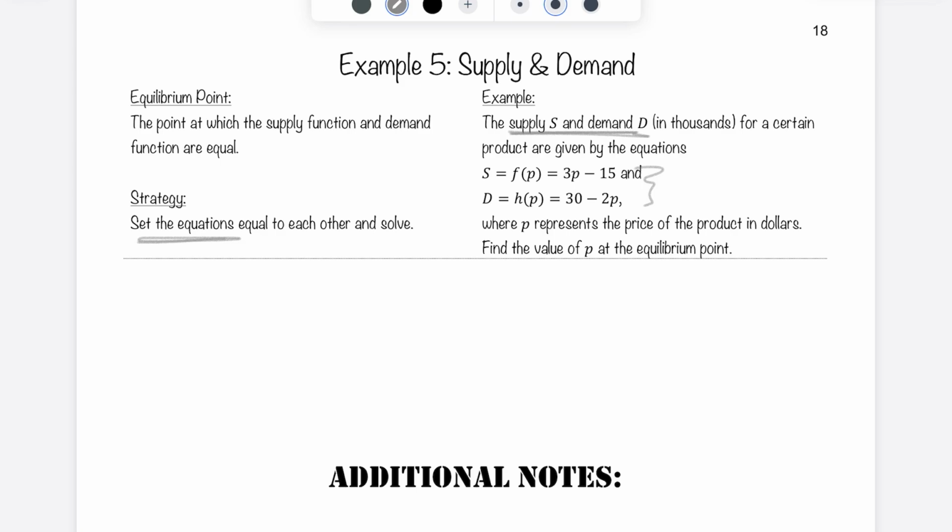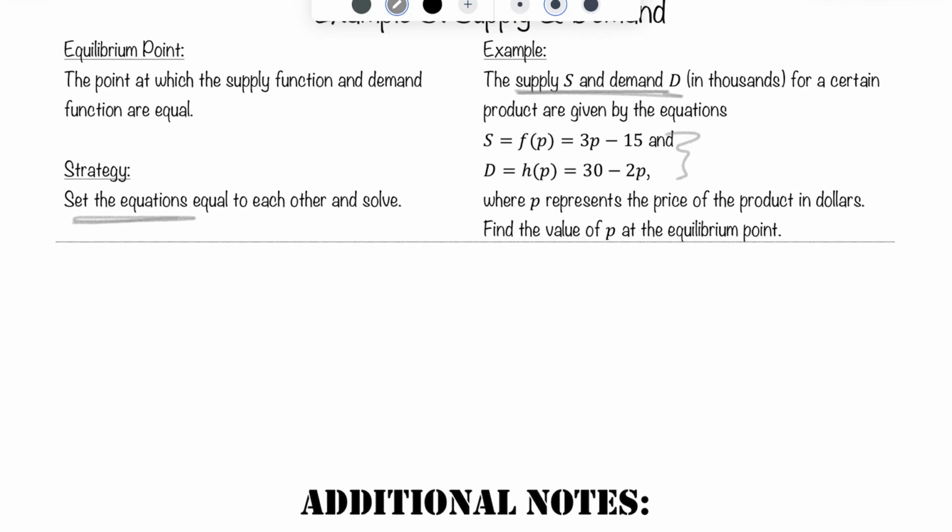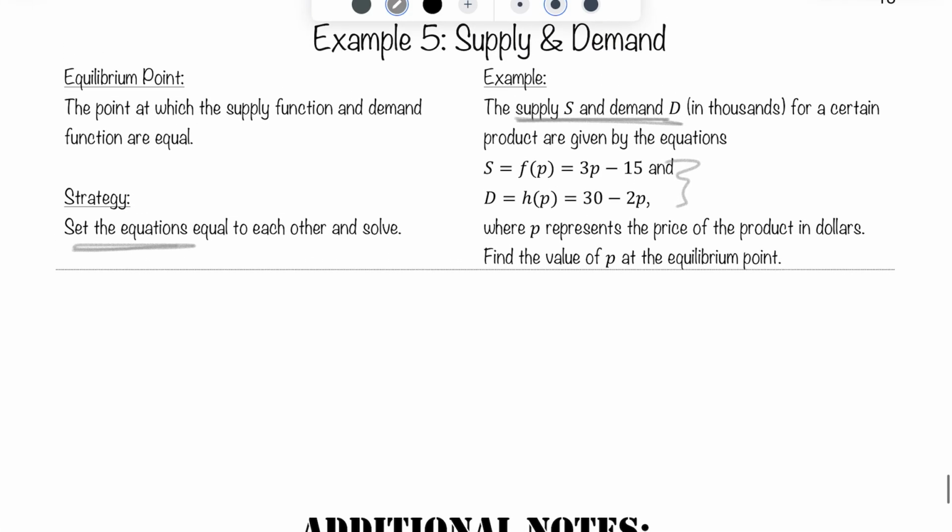So for our example here, the supply S and demand D in thousands for a certain product are given by the equations S, so this is the supply equation, f of P equals 3P minus 15, and D, so this is the demand, equals h of P equals 30 minus 2P, where P represents the price of the product in dollars. Find the value of P at the equilibrium point. So we are going to just go ahead and solve this one.